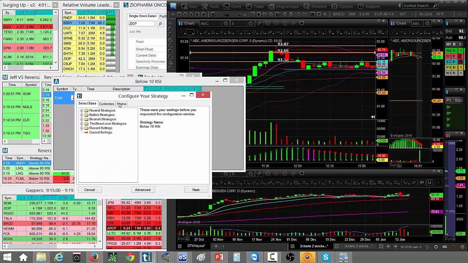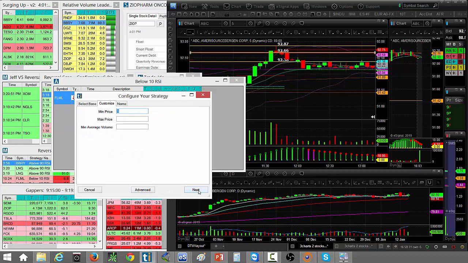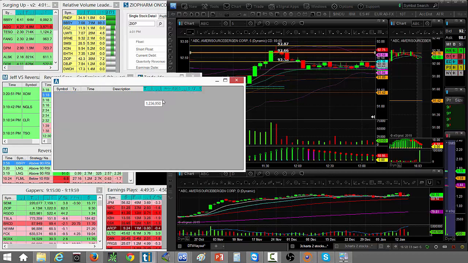Now, when you're in the configure strategy window, you can choose some of the windows that are built into Trade Ideas. There's some from thestreet.com that you can set up and start trading off of. There's bearish strategies here. There's bullish strategies here. So new highs on 2 times the relative volume. You could just say next. No price filter. Just say done. And this will be the scanner.